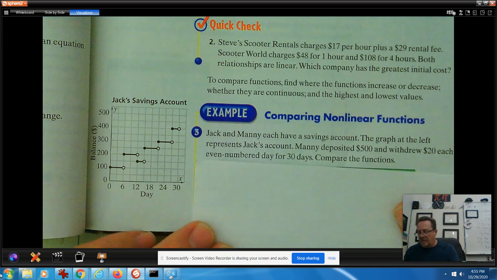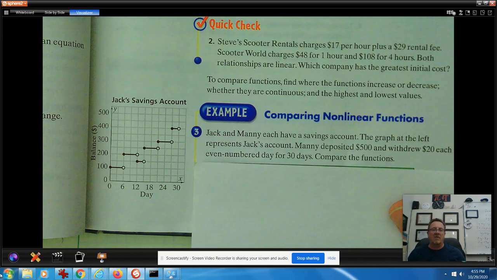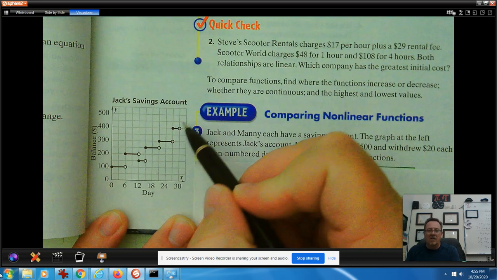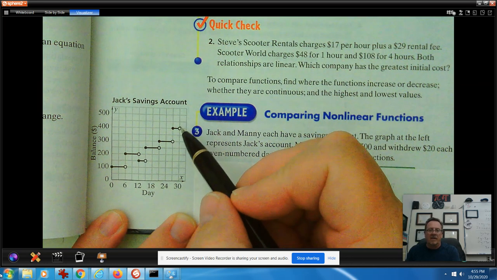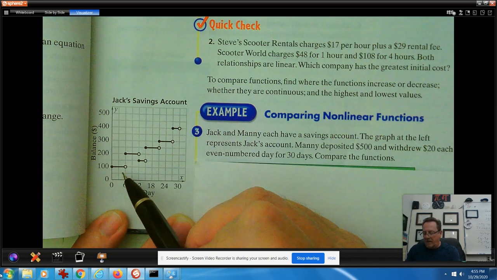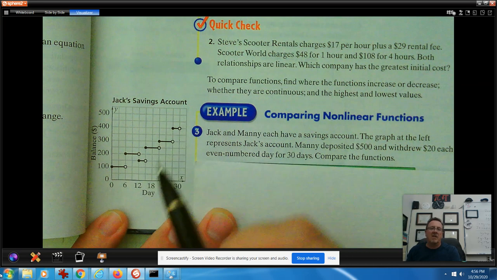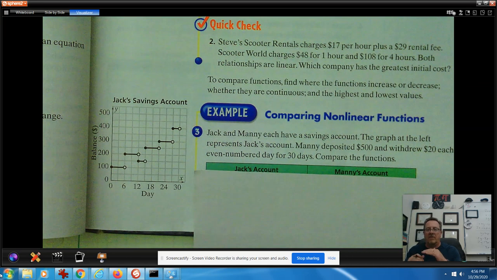Is Jack's money in his savings account going to be continuous or discrete? And the answer is it's discrete. It's not continuous. It's not making a nice line that just goes up with a constant slope. Instead, it's going in this stair-stepped pattern, and there are certain levels that it sits at. So we can say Jack's account is not continuous.